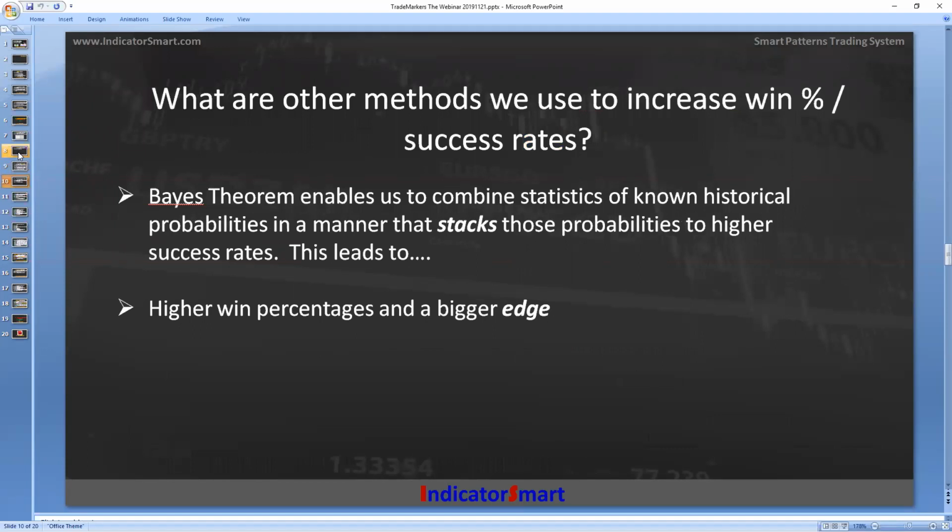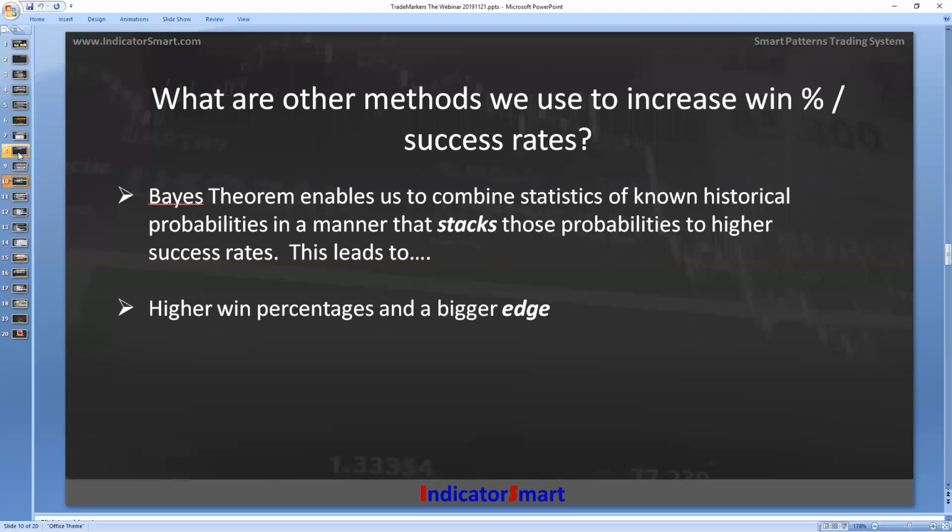So we were talking about Bayes' theorem a couple minutes ago. Bayes' theorem we use to stack different things in our favor. On the method that I'm going to cover with you today, we're going to take three things: price action and momentum, and we're going to turn that into a little system. We're going to do some testing. We're going to mess around with the numbers and the kinds of things that we can do in TradeMarkers.